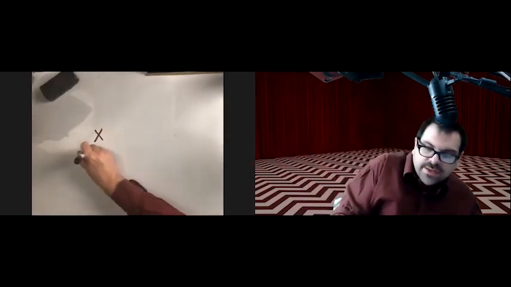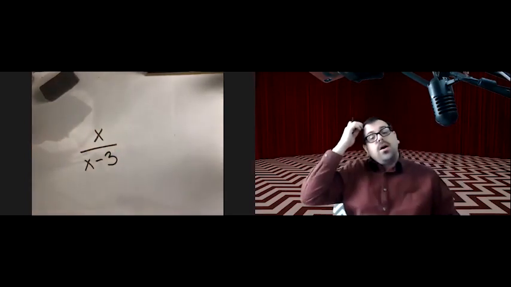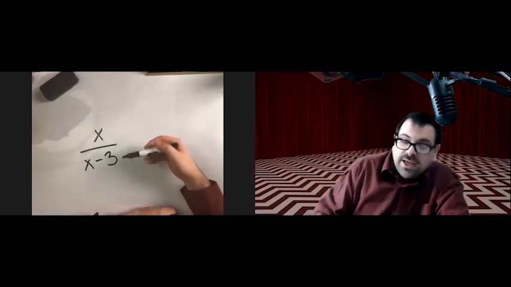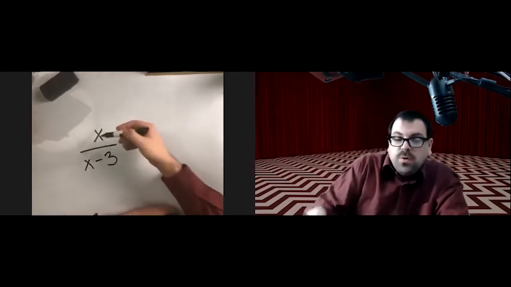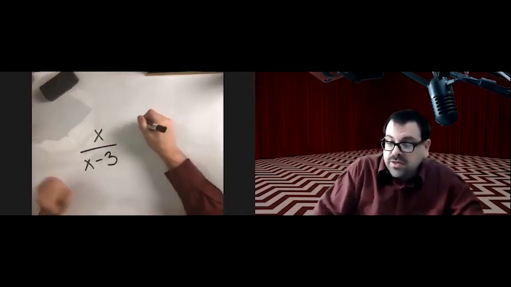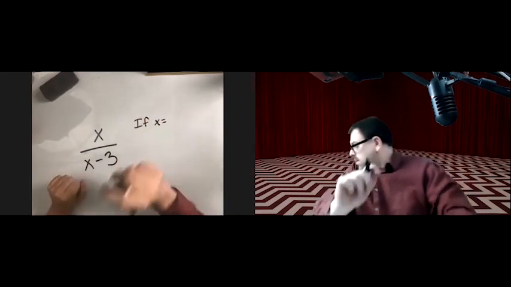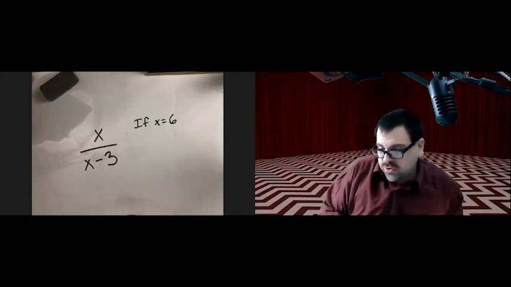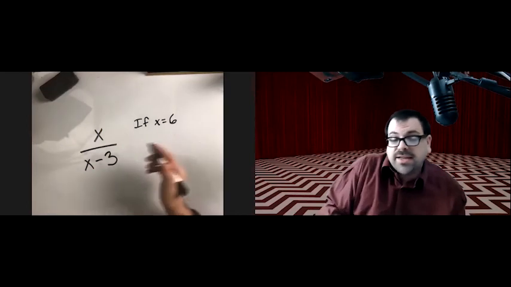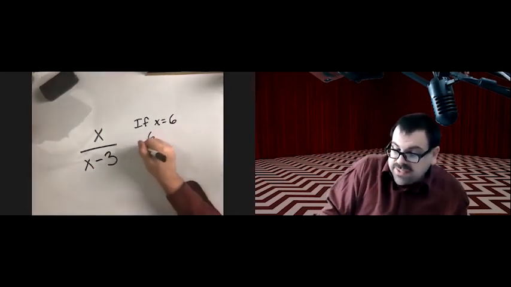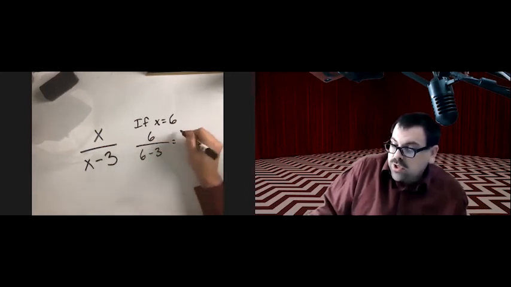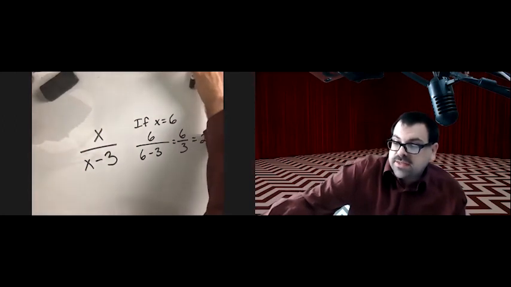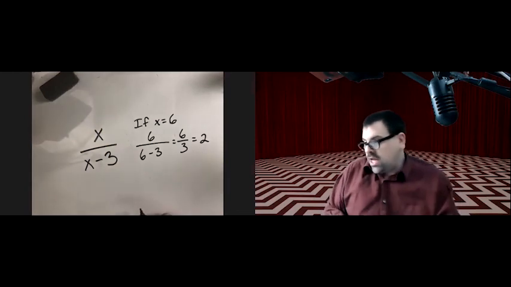Let's take a look at x over x minus 3. This is a rational expression because we see it's written as a fraction. It has a numerator, it has a denominator. What would be the value of this rational expression if x equaled 6? We can figure that out by plugging 6 in for x. If x is 6, then we have 6 over 6 minus 3, which is 6 over 3, which is 2. So if x is 6, this expression is 2.